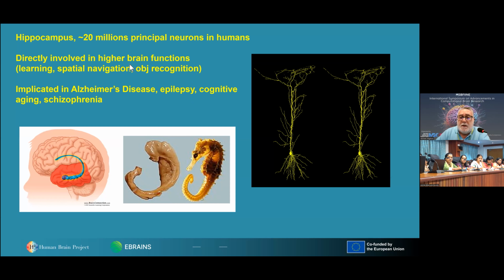Here you see a typical excitatory neuron, the so-called pyramidal neuron, in one of the regions of the hippocampus called CA1. These neurons are very peculiar because their structure in terms of anatomy, but also electrophysiology, is exquisitely tailored to do higher brain function, as we will see in a few slides.